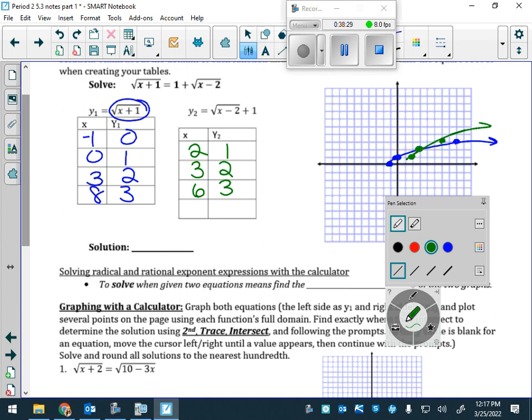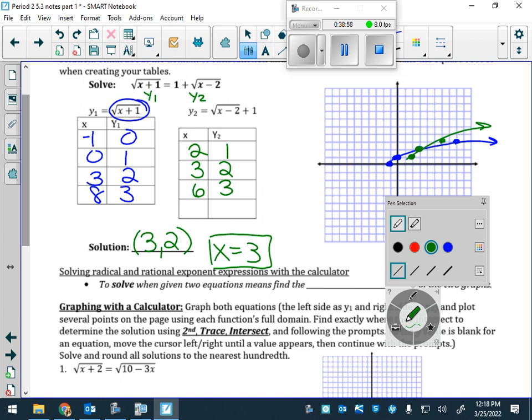Okay. So here's what the graphs look like. Do they have a point in common? Grace? 3, 2. That would be your solution. So you could write it as a point, or x equals 3 as your solution. Either one. Okay? So we're going to try this one, see what it looks like in our calculator.